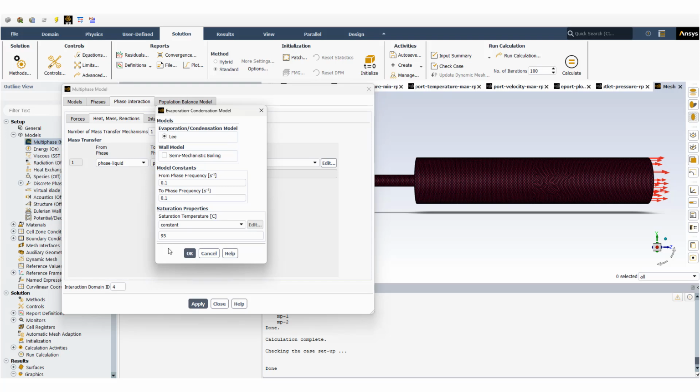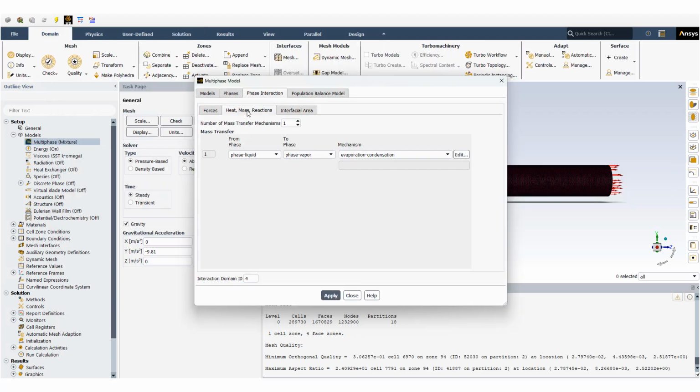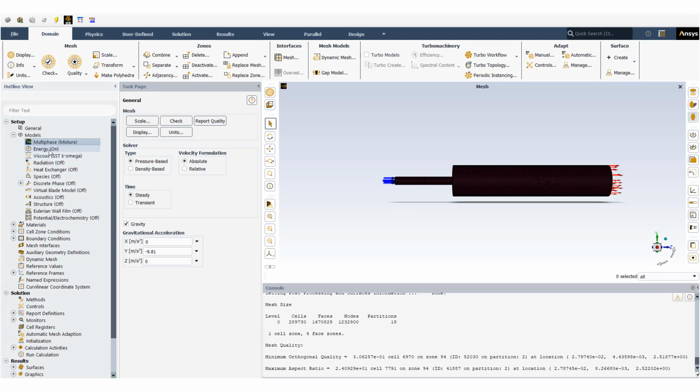So it means that if the temperature is below 90 degrees, we can have condensation occurring, and we can have the phase change from vapor to liquid. We start from liquid to vapor, so this is the mechanism for evaporation. And if we have the mass transfer the other way around, from vapor to liquid, then we have condensation. So if we see negative mass transfer between the phases, it is an indication of condensation. In this problem, the energy equation is also on.